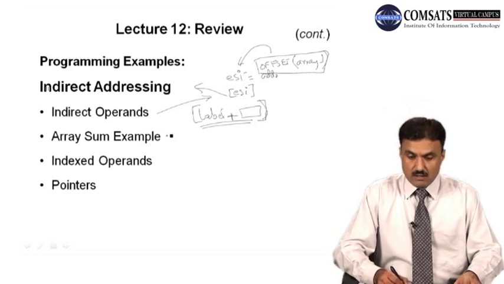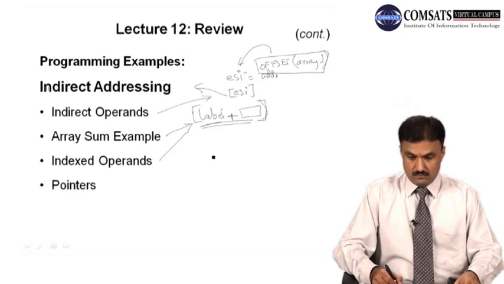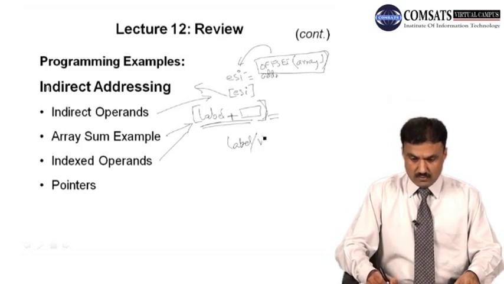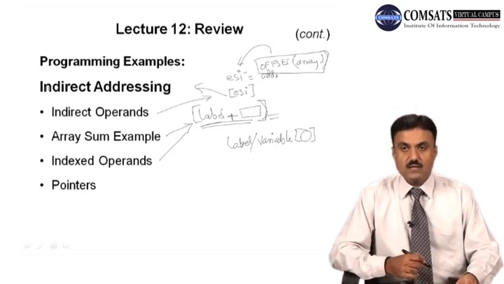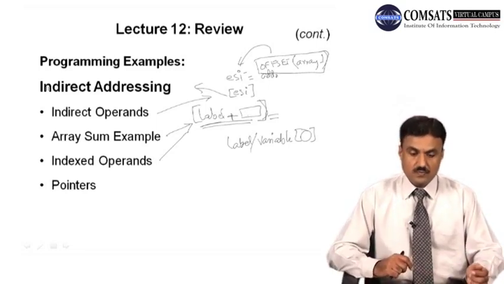Then there were indexed operands. In the index operands we use a label and the index value. And then we also saw another representation for this index scaling, like a label, or we can call it a variable, plus something. Now we have the variable and the register or something here. The index was at this point. So this was another representation for the index operands.